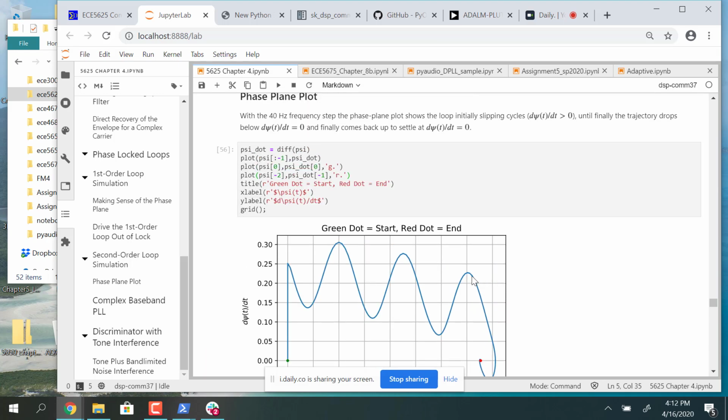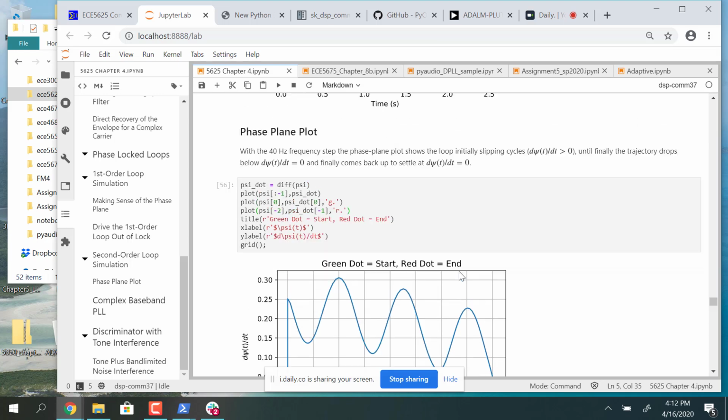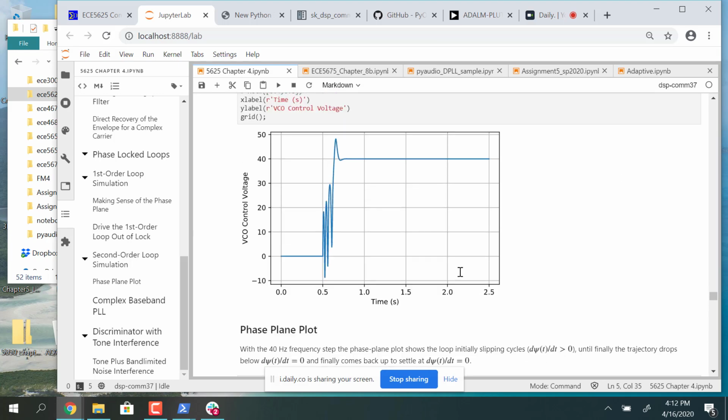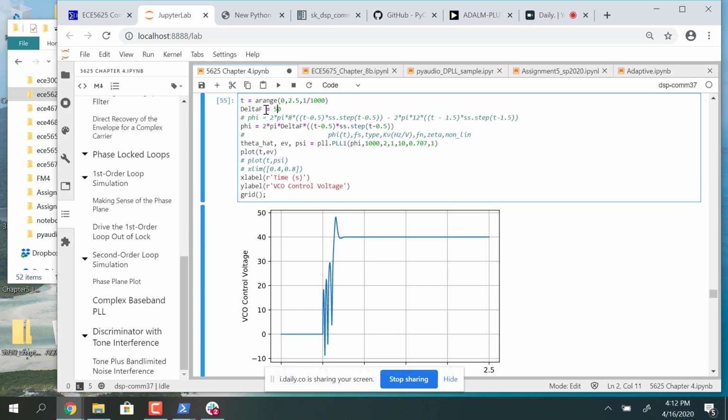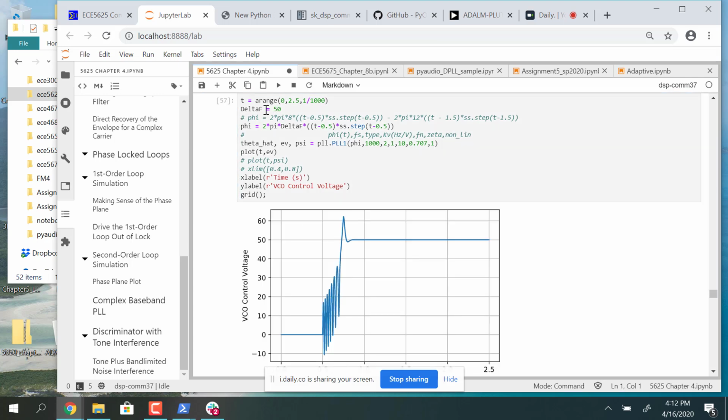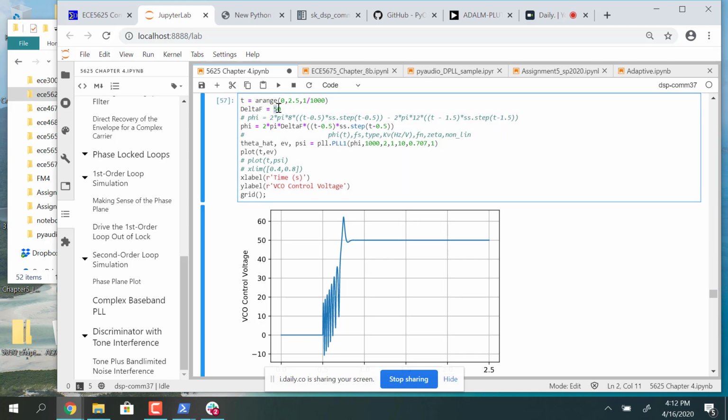So that's something that the first order loop cannot do. The first order loop we would have never locked, so we would have been outside the lock range. But here it's able to do that. If I push it harder, in other words, make it acquire from further away, it's just going to slip more cycles before it pulls in. But it does indeed pull in.